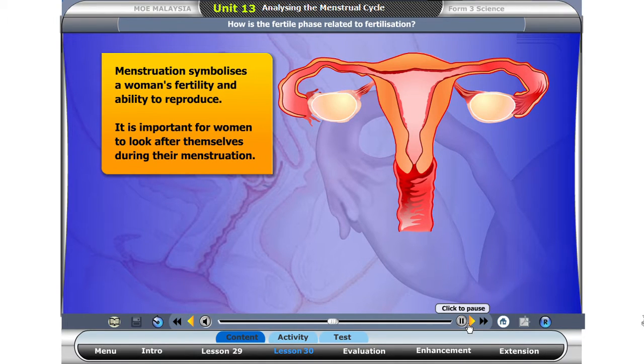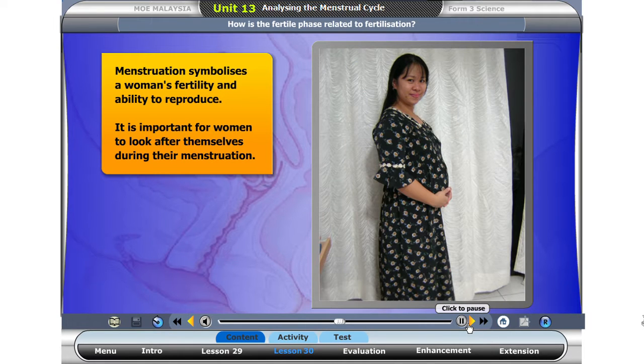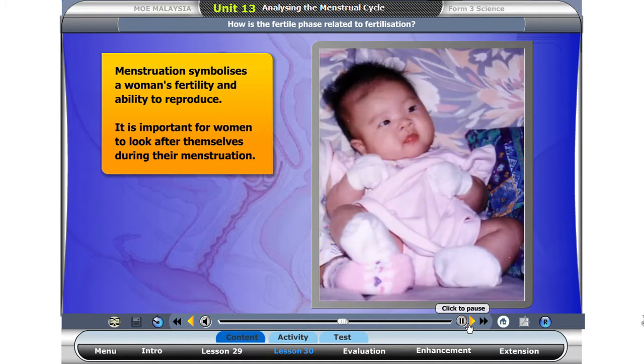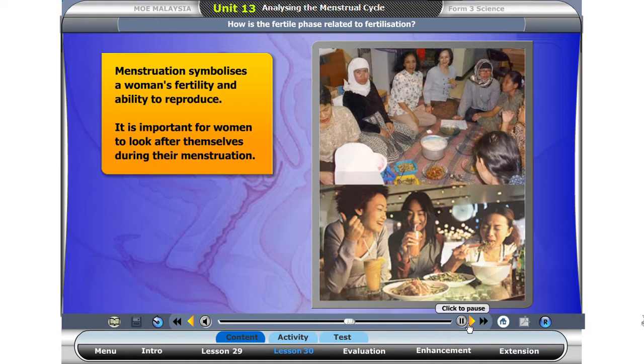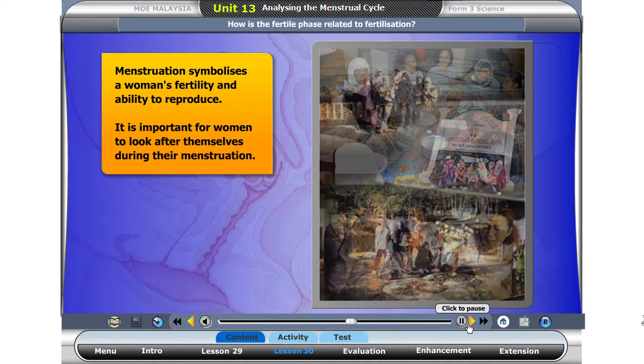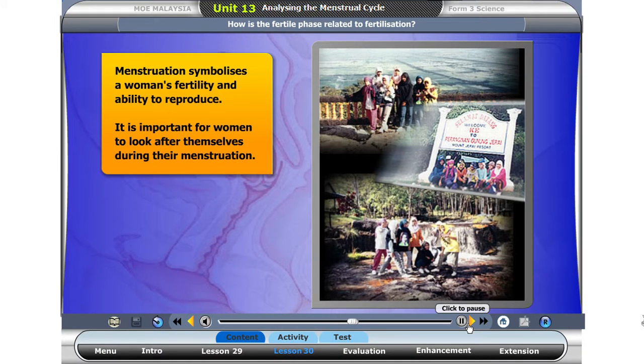So you see, menstruation is not actually unclean, as people in ancient times thought it was. Women should be proud of their menstruation because it symbolizes their fertility and ability to reproduce. It is therefore all the more important for women to look after themselves during their menstruation.